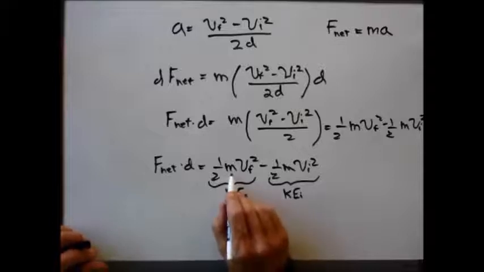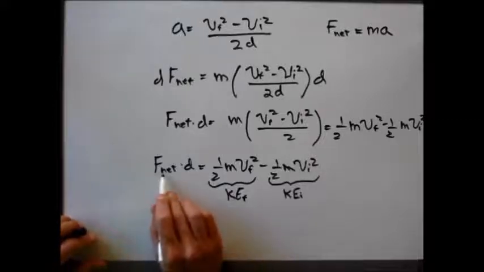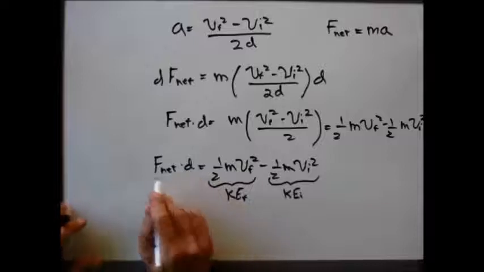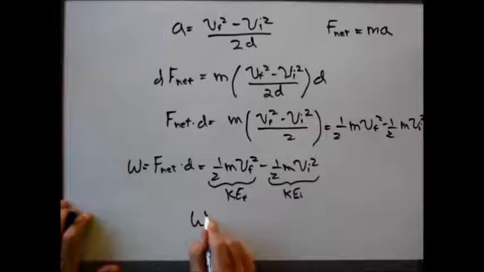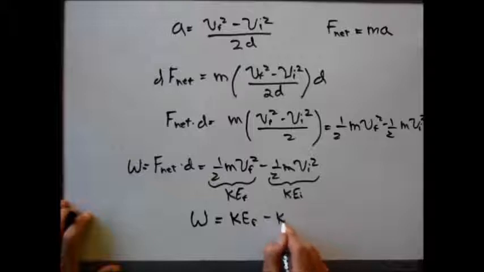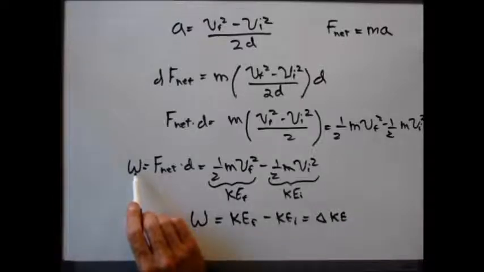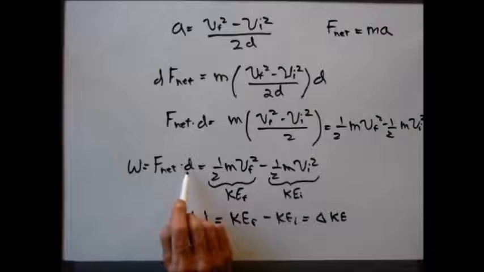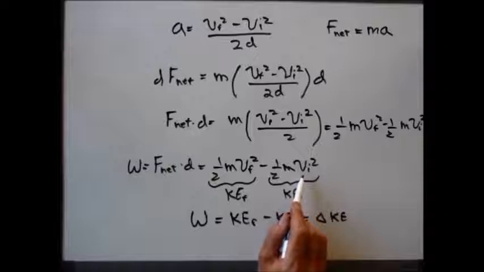An object of mass m moving with velocity v final has 1/2 mv squared of kinetic energy. If you remember, the net force times the distance is just the work. So this gives us the work done on the system is equal to KE final minus KE initial, or the change in kinetic energy. In other words, when we do work on a system, when we apply a force over a distance, we change the velocity of the object that's being acted upon.